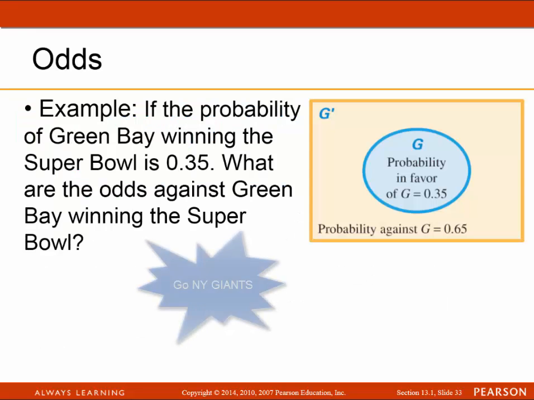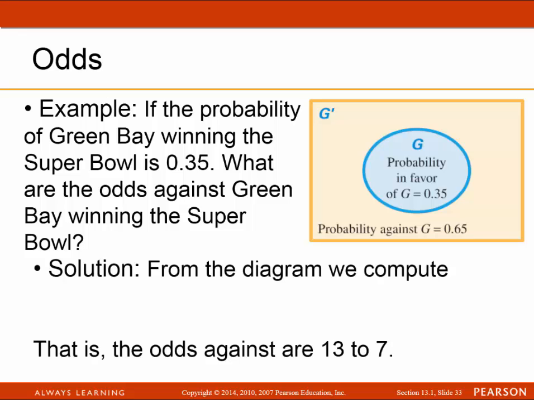So if the probability of Green Bay winning the Super Bowl is 0.35, what are the odds against Green Bay winning the Super Bowl? So G prime is the probability against, which is 0.65, and the probability in favor is 0.35. So therefore, we can compute that the odds against are 13-7.